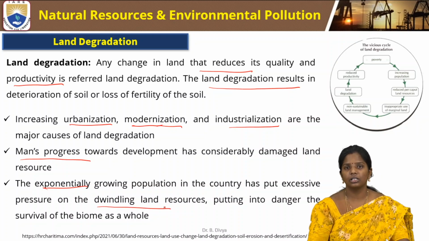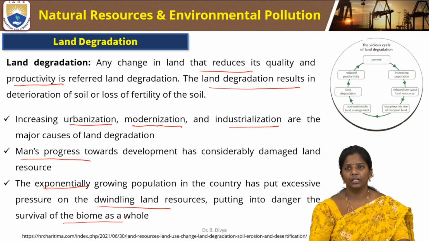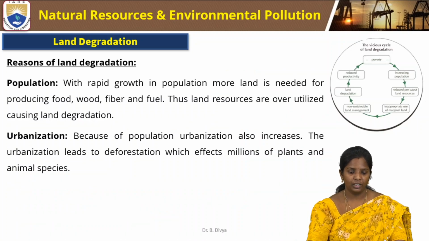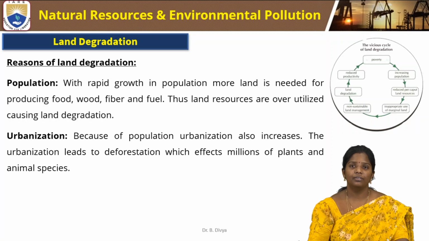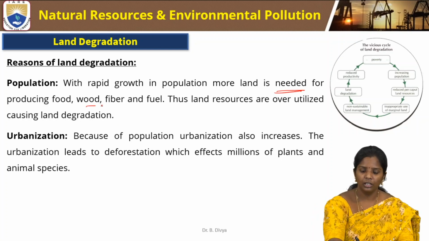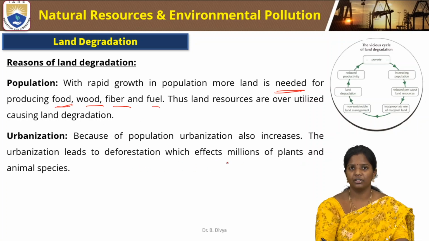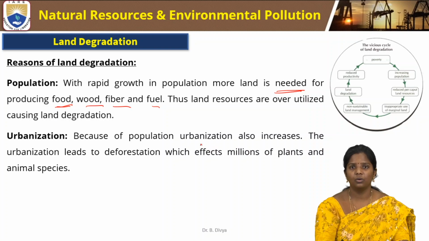Depleting land resources, meaning the overuse of land resources, is putting into danger the survival of the biome as a whole. Because of this excessive use of land resources, there is also the problem of living all together in the same land. So why is this land degradation really happening? The major concern is the population. With rapid growth in the population in the country, more and more land is used and required for producing food, wood, fiber and fuel. For example, 1 hectare may be sufficient for some population, and when the population increases, we need 100 hectares of land. So this is how it happens.